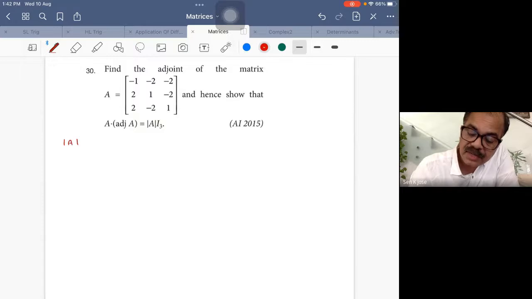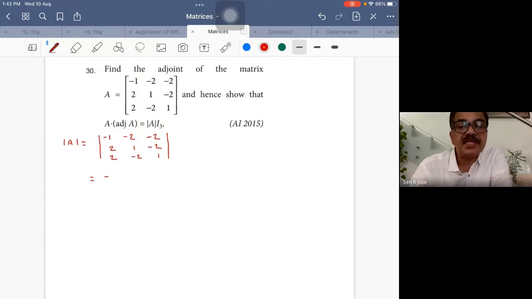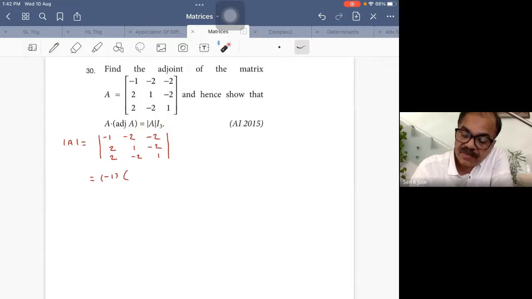So determinant A is determinant of -1, -2, -2, 2, 1, -2, 2, -2, and 1. Then I start expanding. So when I expand it, it's just finding the determinant. -1 into the first element into its minor. What's the minor of -1? Delete the row and the column it contains. Cross multiply. 1 minus 4. 1 minus 4 minus -2 into its minor. Minor of -2. Delete the row and the column it contains.